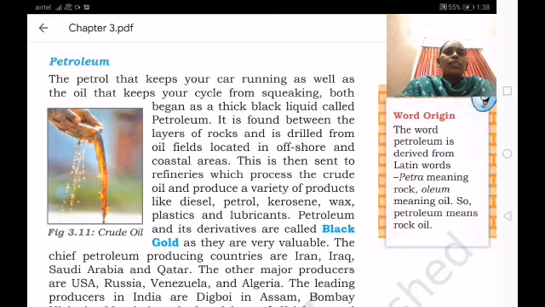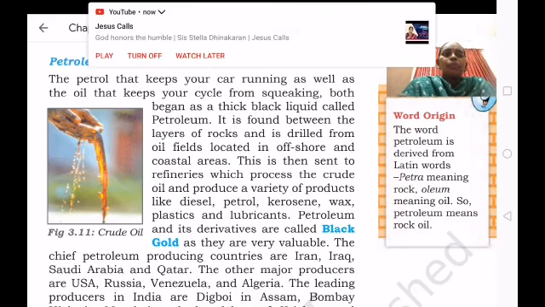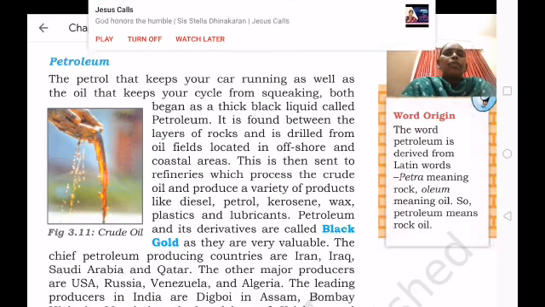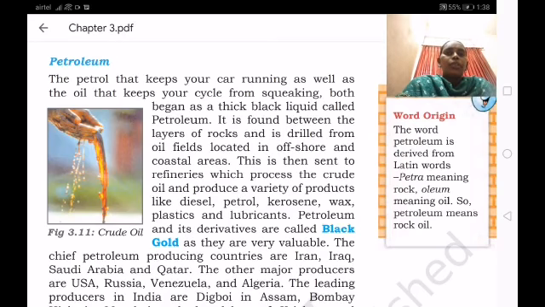Let us learn about Geography Lesson 3, Mineral and Power Resources. In the previous class, I explained about coal, and today let us learn about petroleum. The word petroleum is derived from the Latin words petra, meaning rock, and oleum, meaning oil. So, petroleum means rock oil.